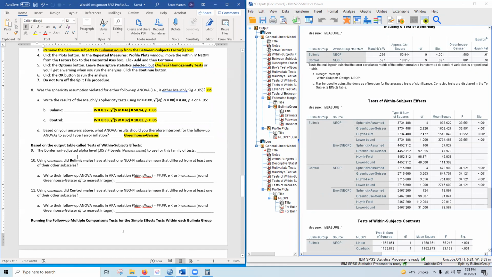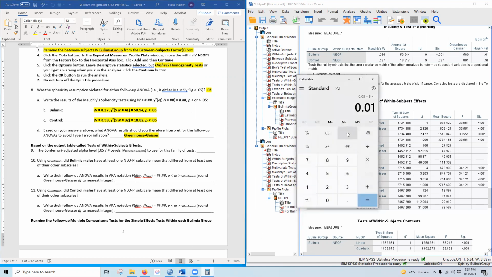The Bonferroni adjusted alpha level is 0.05 divided by the number of levels of the between subjects IV. How many levels are there of the between subjects IV? There's 2. 1, 2. So 0.05 divided by 2 is 0.025. That is our alpha level we're going to use, Bonferroni corrected, to interpret these 2 repeated measures ANOVA follow-up tests.